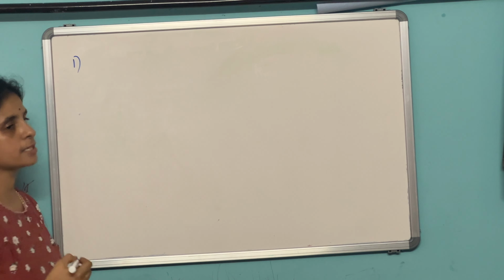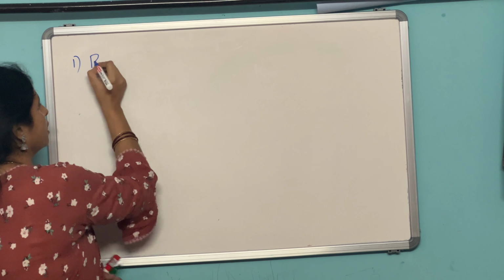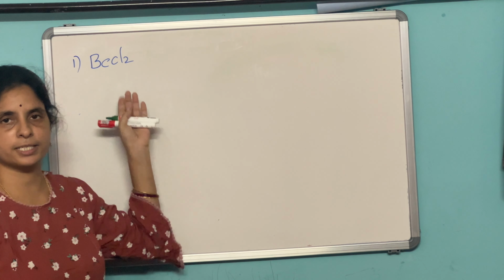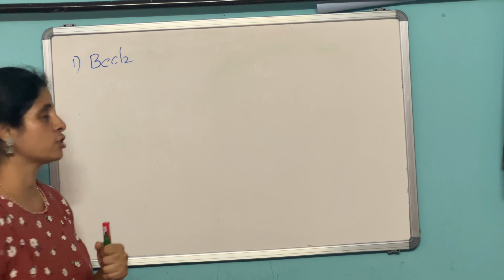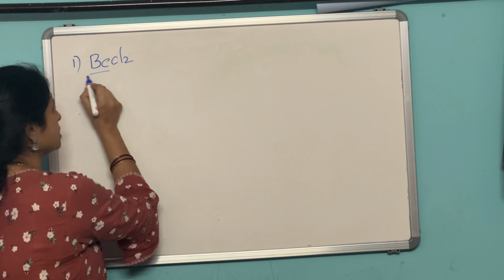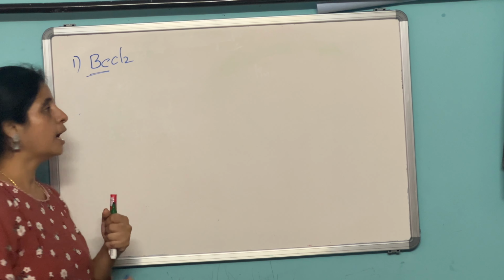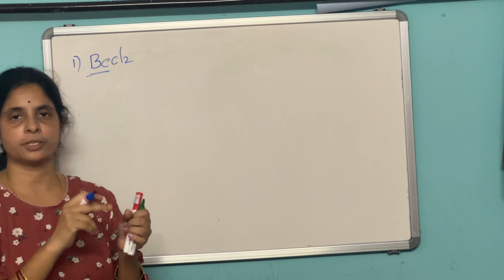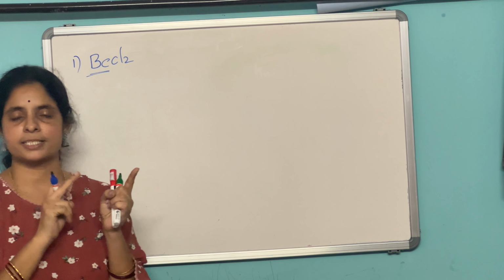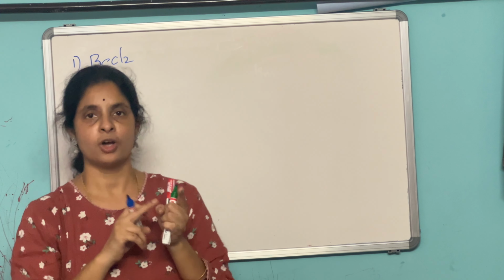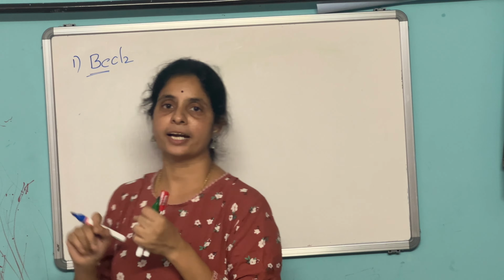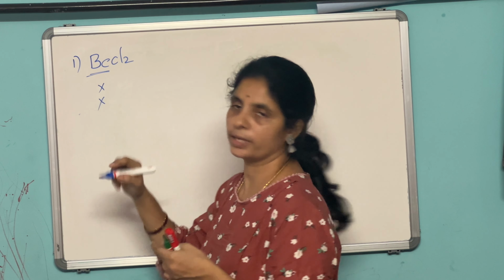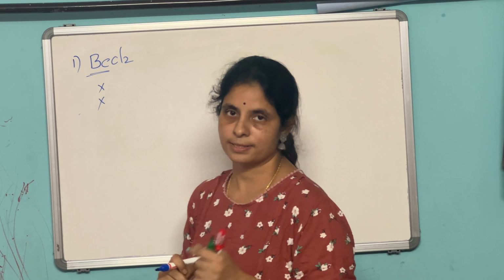So here, first we'll take BeCl2. How to find out the hybridization? If this is given to you, how to find it? First you identify which is the central atom, as usual. The first point is you must identify which group the central atom belongs to. Here it is beryllium, which belongs to the second group, so there are 2 cross marks, 2x.